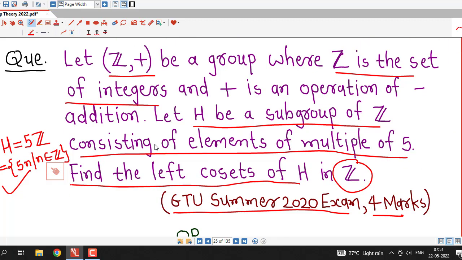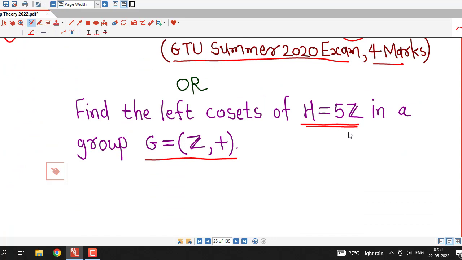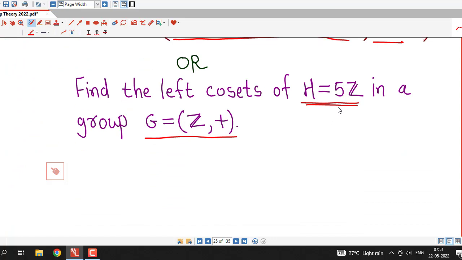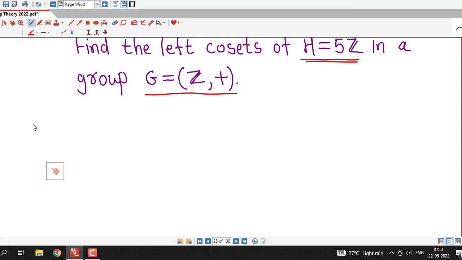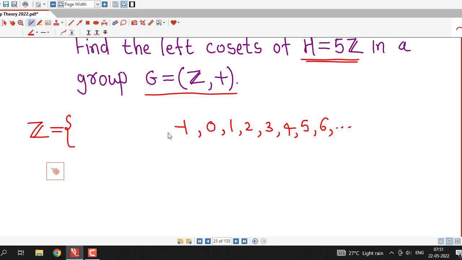So with this in mind, we try to find out left cosets of this subgroup 5Z in the group of integers. So first we write down our group, the set of integers, that we can write in set notation in this way: 0, 1, 2, 3, 4, 5, 6 and so on. And here we have negative integers -1, -2, -3, -4, -5 and so on.